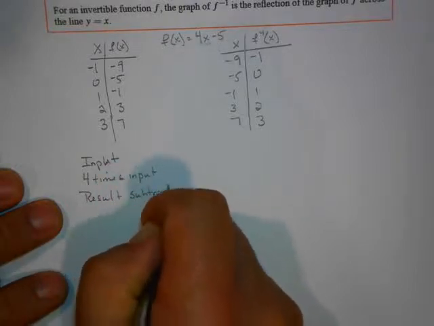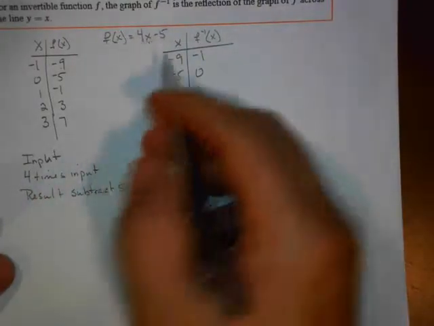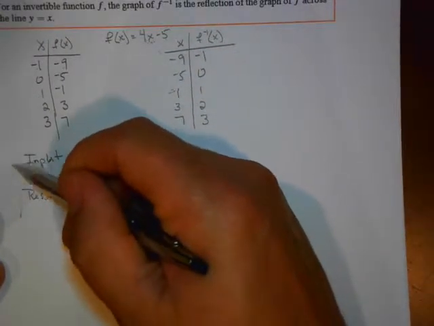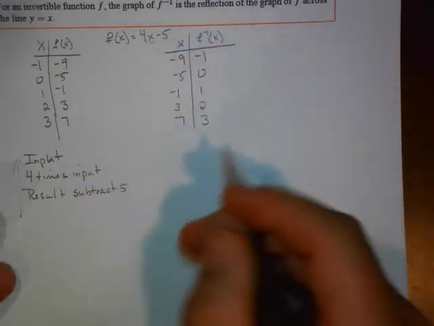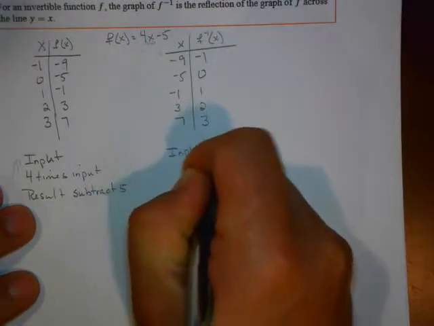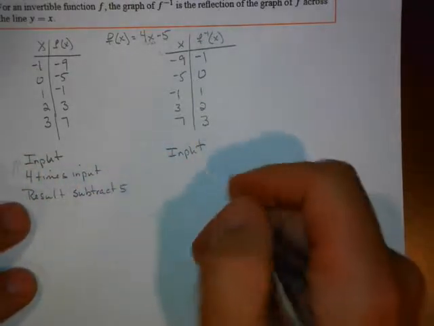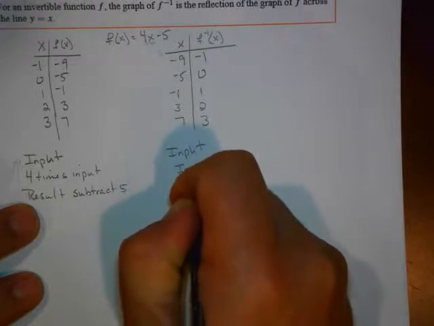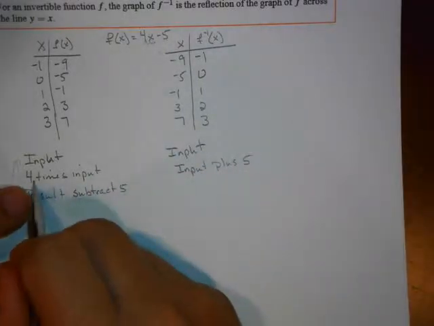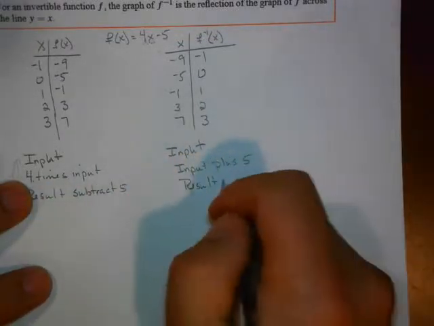Okay. Well, if we want to get the inverse of this function, then we're going to have to start down here and work our way backwards. We have to undo everything we did. So we're going to have our input over here. And what are we going to do? Well, remember we're working backwards. So instead of subtracting 5, we're going to have to go our input plus 5. Instead of 4 times, we have to take that result and divide by 4.